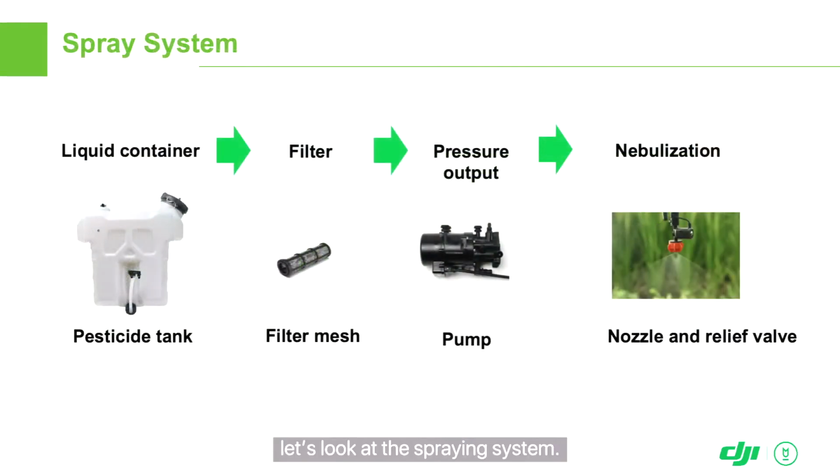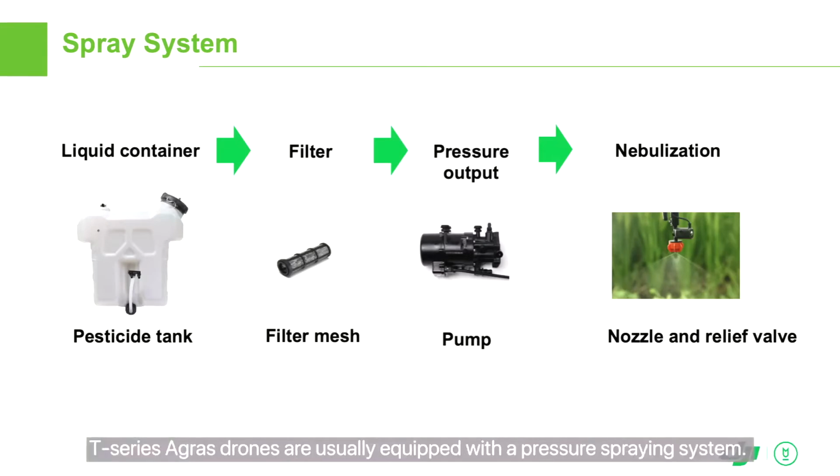Finally, let's look at the spraying system. It consists of a tank, filter, water pump, and spray nozzles. The tank carries the liquid pesticide. The filter helps remove impurities. The water pump generates pressure, and the spray nozzles atomize the liquid pesticide. T-Series Agras drones are usually equipped with a pressure spraying system. We recommend using water-based pesticides to avoid clogging the nozzle.